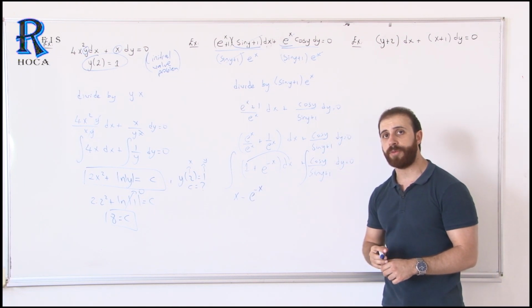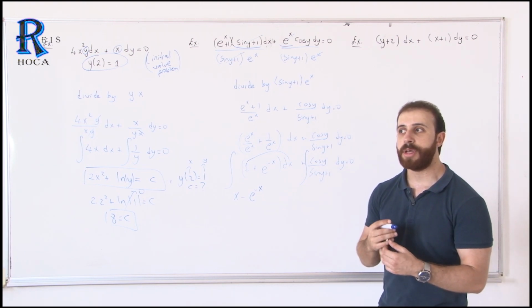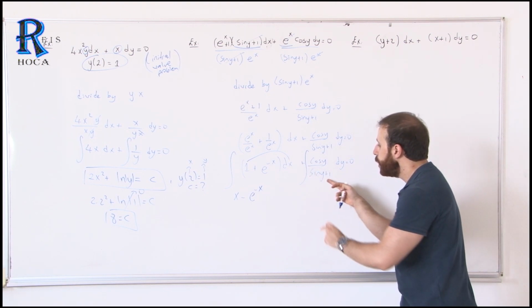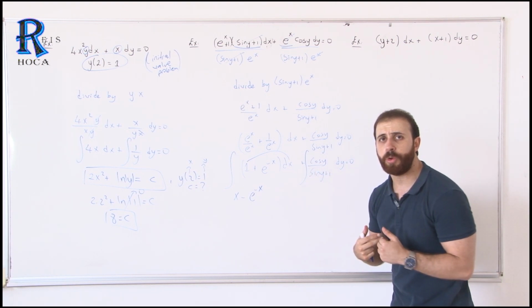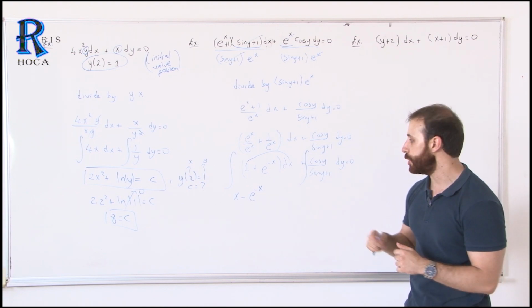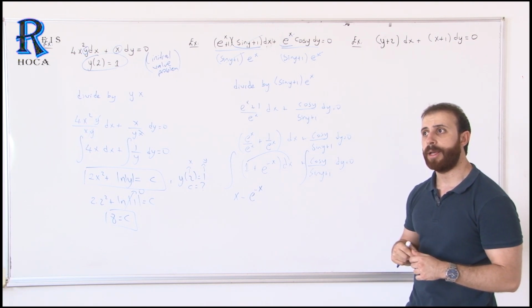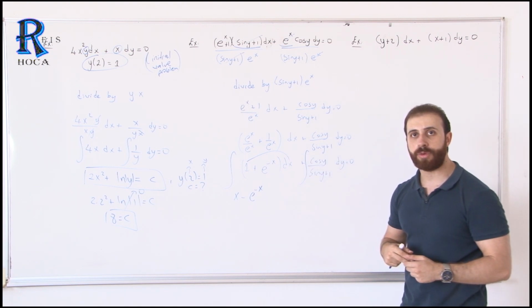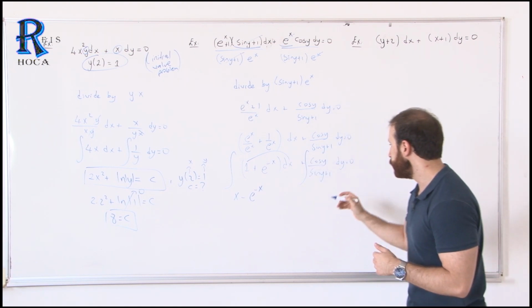But what's the integral of this part? We have to use substitution. Why? What's the derivative of the denominator? Most probably you will use this technique, substitution. Sine y plus 1: its derivative is cosine. The integral contains cosine. Yes, that's why we can use substitution.